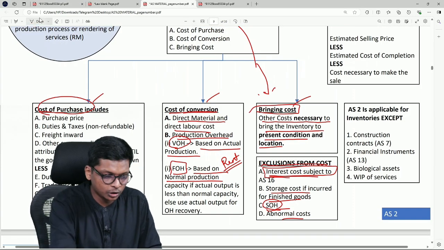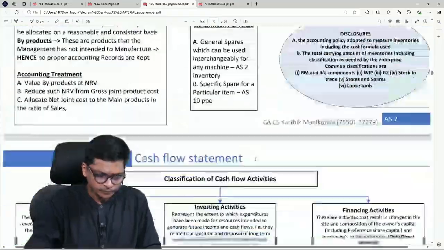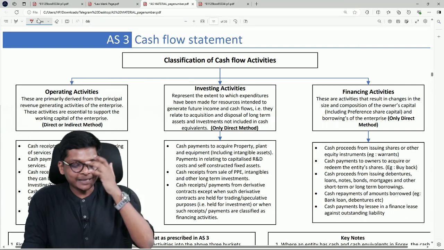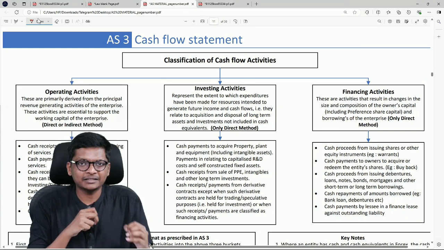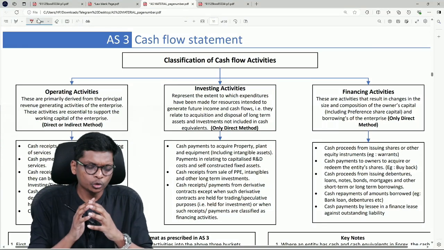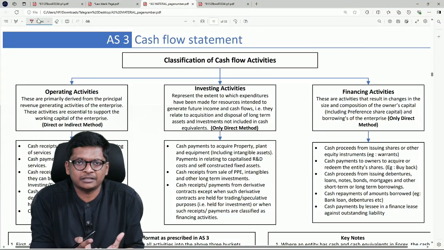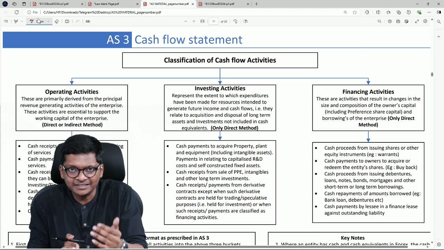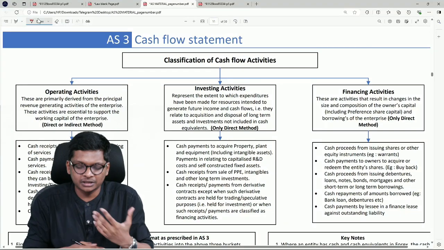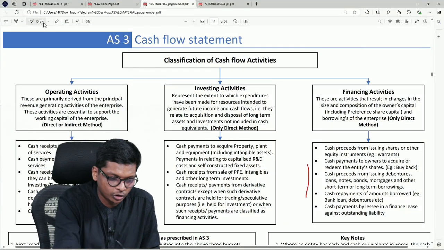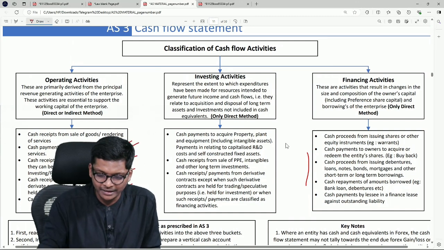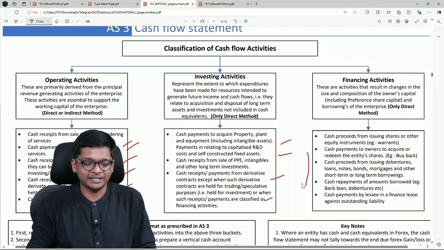We will also scroll down to AS3. AS3, like you guys know, we have three types of activities: operating activities, investing activities and financing activities. Quick intro, you know operating activities are core business activities. Investing is where you invest and you get some income out of it. Financing activities is mainly like taking loans, paying interest, all of that. In the book itself, we would have given what are all examples of operating, examples of investing, examples of financing.